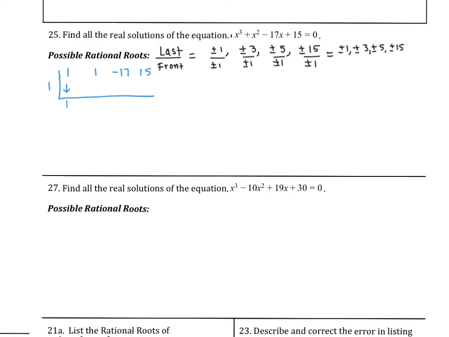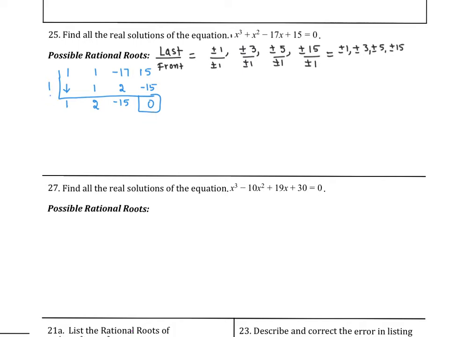Using synthetic division, 1 times 1 is 1. That's 2 when you add. 2 times 1 is 2, and that's negative 15. Negative 15 times 1 is negative 15, and that makes my remainder 0 right away. So this time I got lucky that I didn't even have to try another number. Right when I tried number 1, it gives me remainder 0.